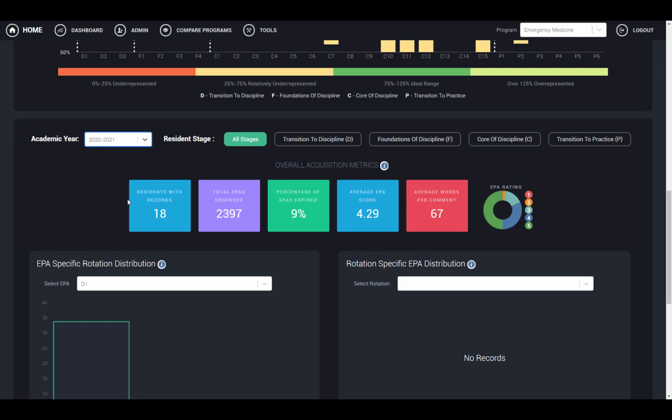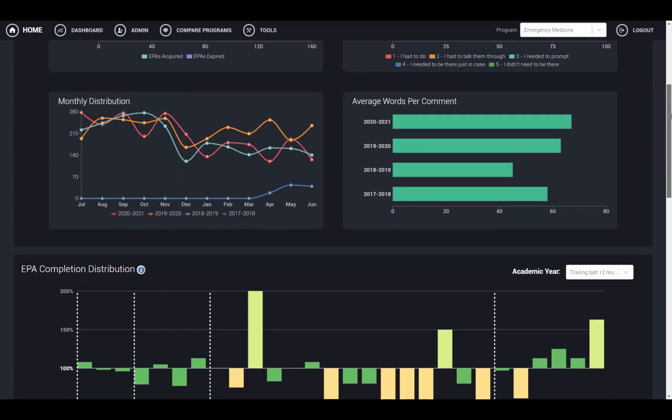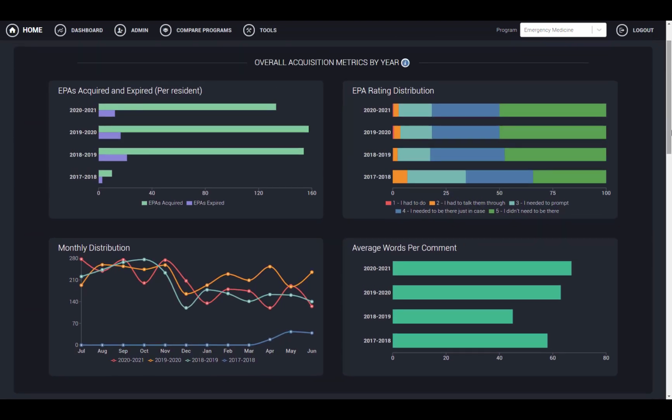Metrics include the number of residents with records, the total EPAs observed, the percentage of EPAs that expired after not being completed, the average EPA entrustment score, and the average word count in EPA assessment feedback data. The proportion of EPAs rated at each level of entrustment score is also presented as a pie chart with a breakdown of each rating. Participants also requested historical metrics to contextualize these values and provide insight into how they were changing over time.